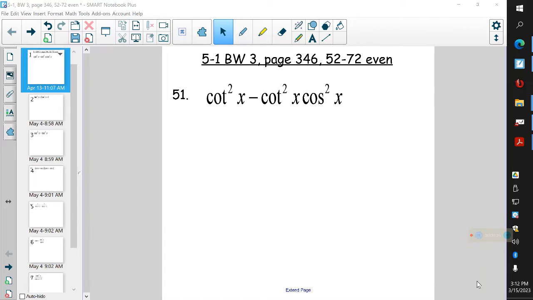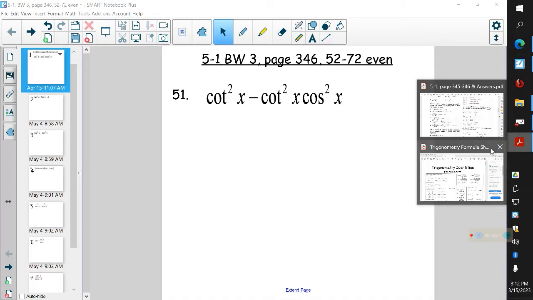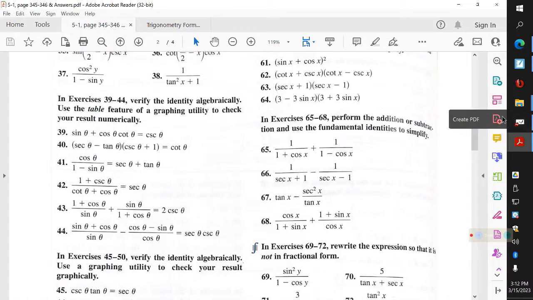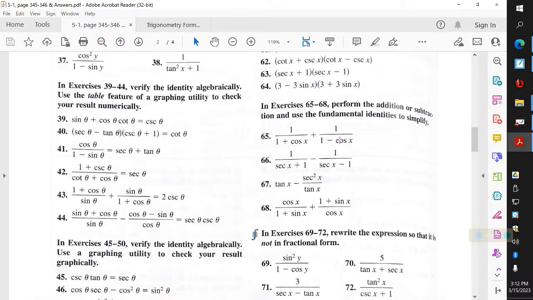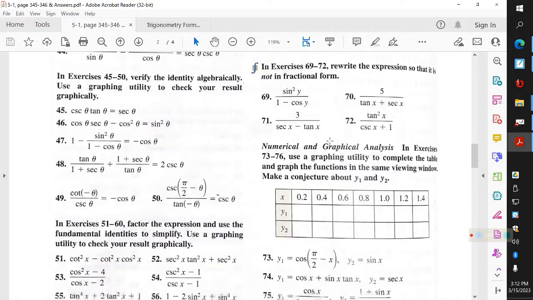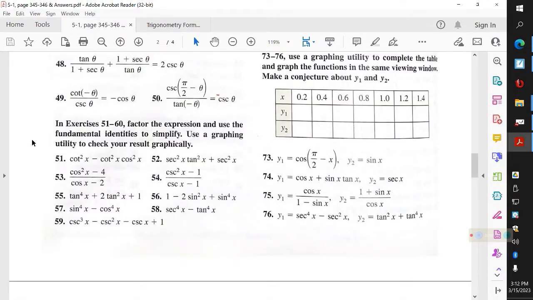Now, instructions are super important today. These instructions will tell you exactly what you need to do and what the expectations are. So let's go ahead and read the instructions, starting off with problem 52 here. It says down here, in exercises 51 through 60, factor the expression and use the fundamental identities to simplify. Use the graph utility to check your result graphically.